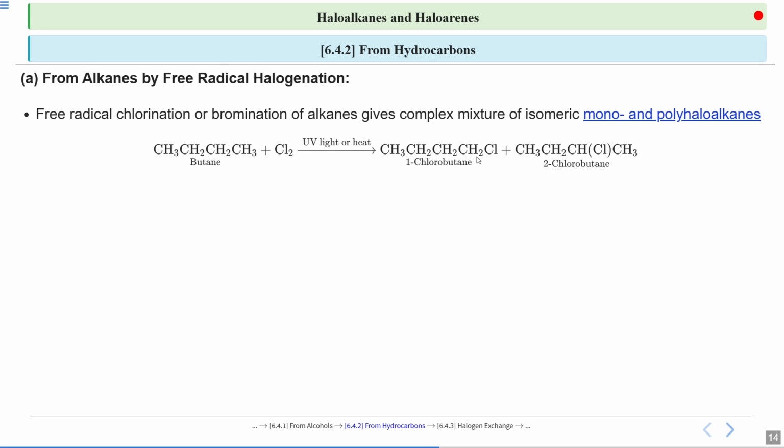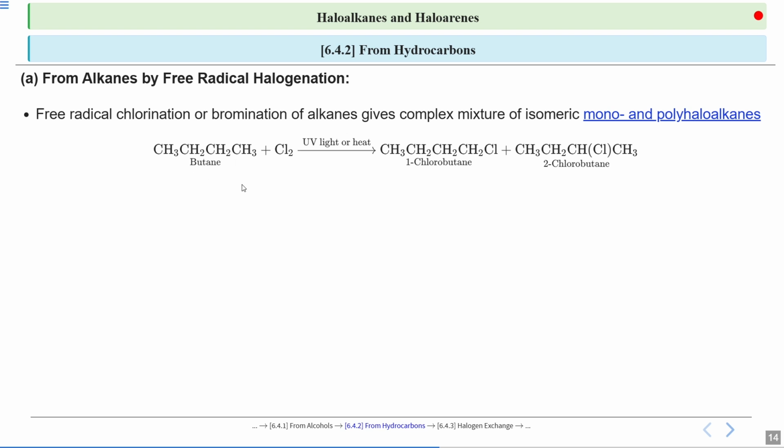1-chlorobutane means chlorine is attaching with the first carbon, and the 2-chlorobutane means chlorine is attaching with the second carbon present in our parent chain, right? So these are the isomeric mixture we are getting after the free radical chlorination or bromination of alkanes.